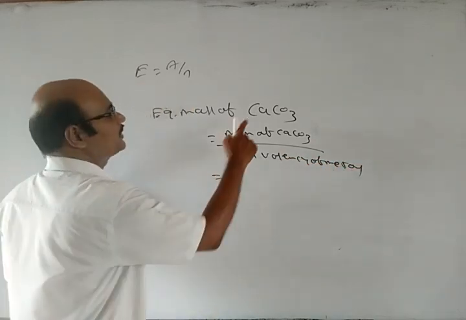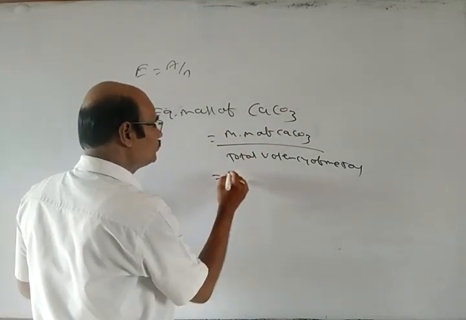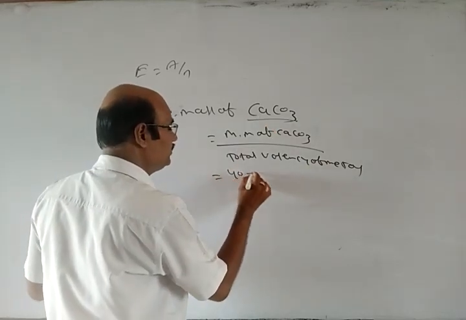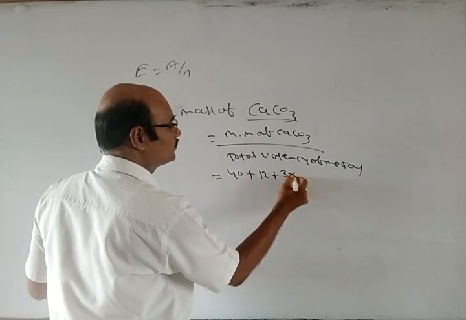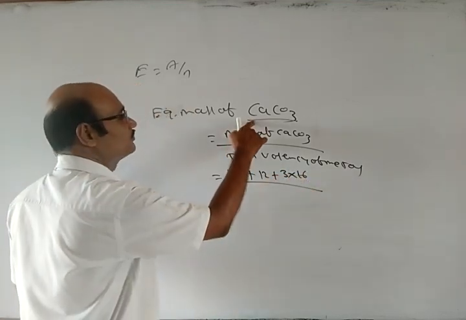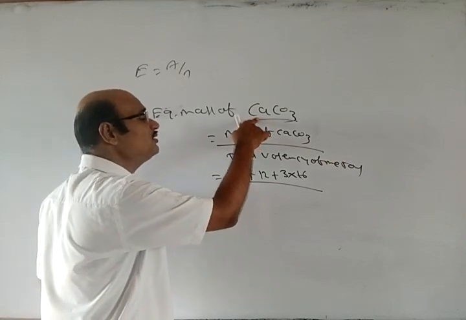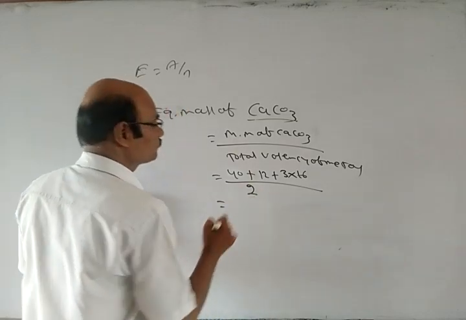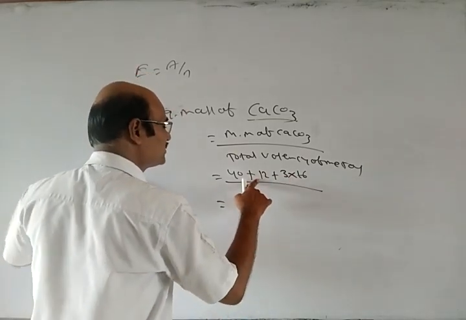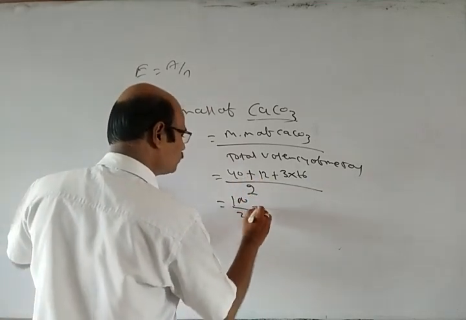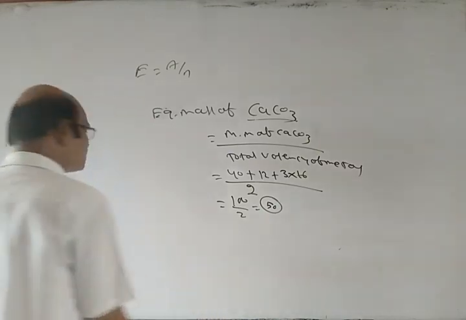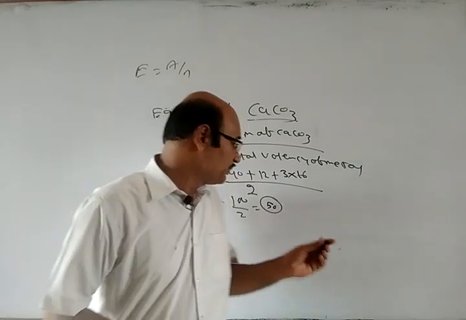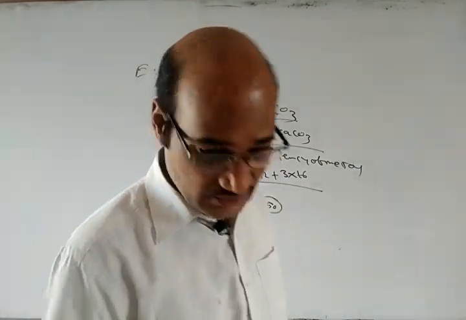So here calcium carbonate is the substance. The molecular mass of calcium carbonate is the atomic mass of calcium, 40, plus carbon 12, plus 3 into 16, divided by the valency of calcium. Calcium is the metal here, and there is only one calcium atom, so the total valency of calcium is 2. So you can write 48 plus 12 is 60, plus 40 is 100, divided by 2, equal to 50. So 50 is the equivalent mass of calcium carbonate here, and the gram equivalent mass will be 50 gram. This we discussed in the last class.